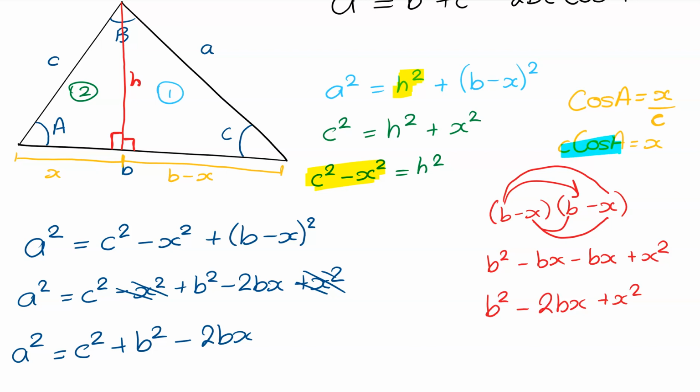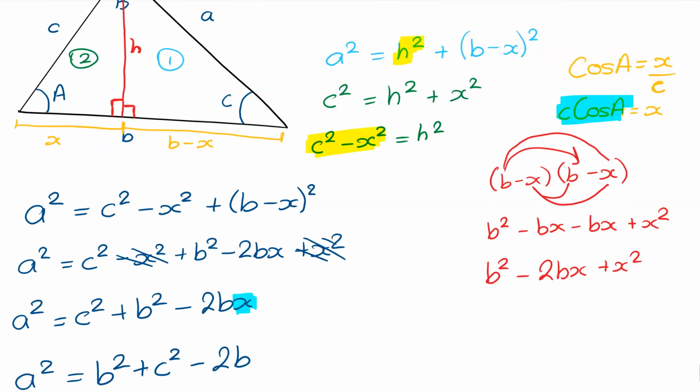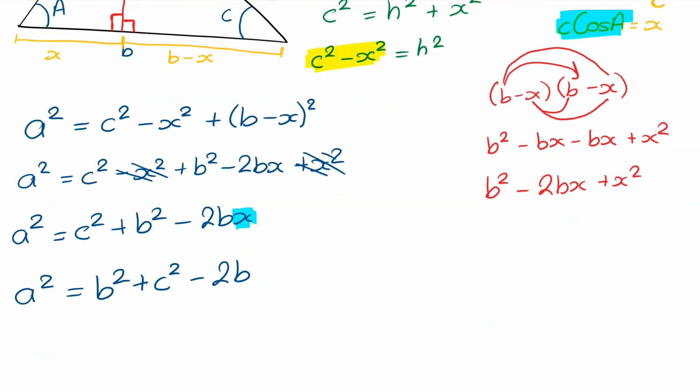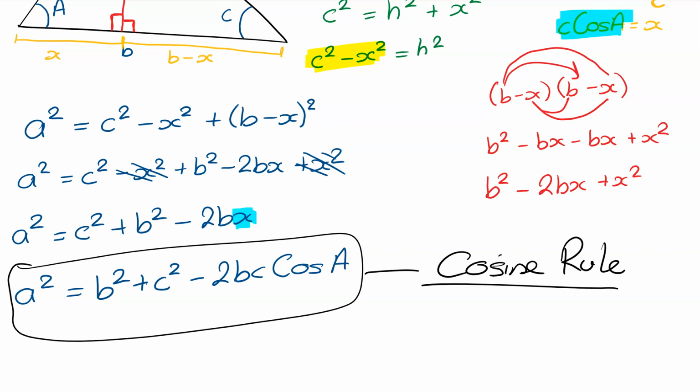Now I can take this and replace it with x over here. So I get a squared equals, I'll write it as b squared plus c squared, alphabetically, minus 2b, and x is now c cos A. And that right there is our cosine rule. Now this rule is good when we're finding a side, because small a is a length of a triangle. So this rule is really good when we're finding a side.